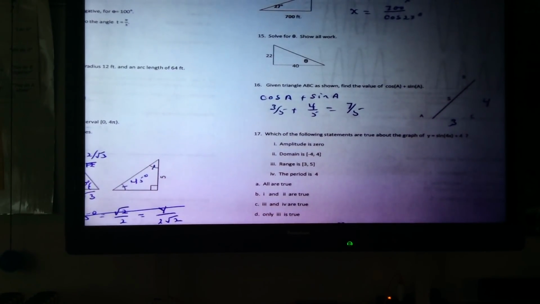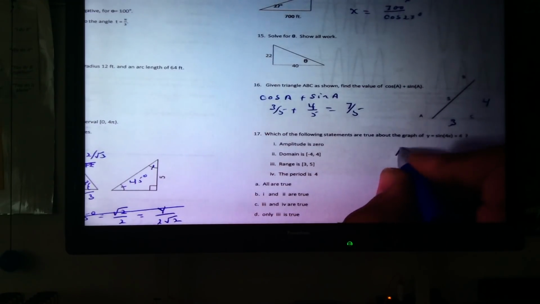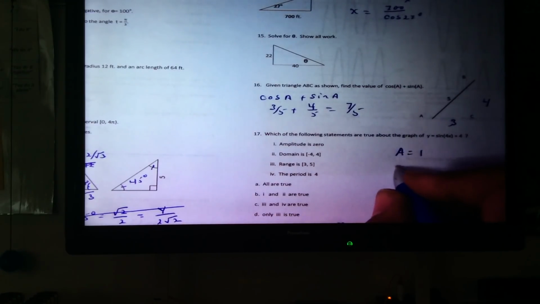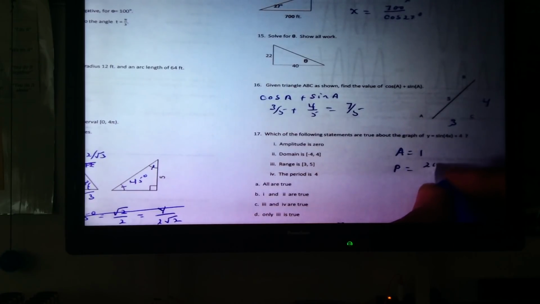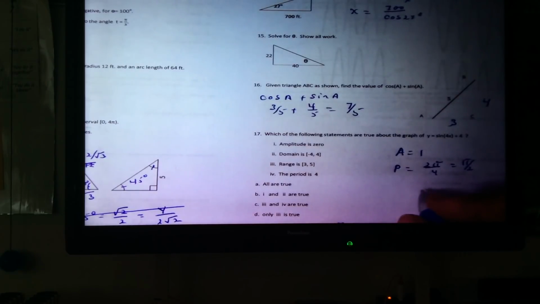Okay, now number 17 is akin to what we were doing earlier today on the warm-up. So we've got 4 sine of 4x plus 4. The amplitude is going to be 1. The period is going to be 2 pi divided by 4, which is pi over 2. And the range is going to start at -1 and go to 1, but then we're adding 4 to it, so the range is going to go from negative.